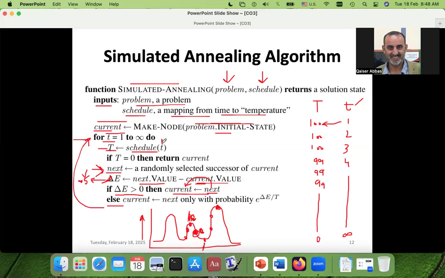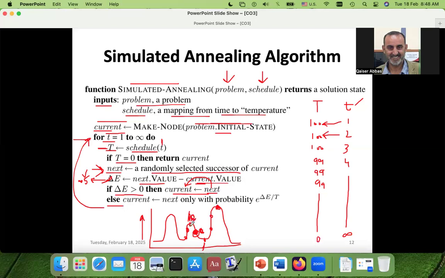And then this 2 will go into this schedule, and it will return you what? It will return you 100 again. So now in the capital T, we have 100 again. And then 100 is equal to 0, condition false. And then you have to select the next neighbor again, randomly.